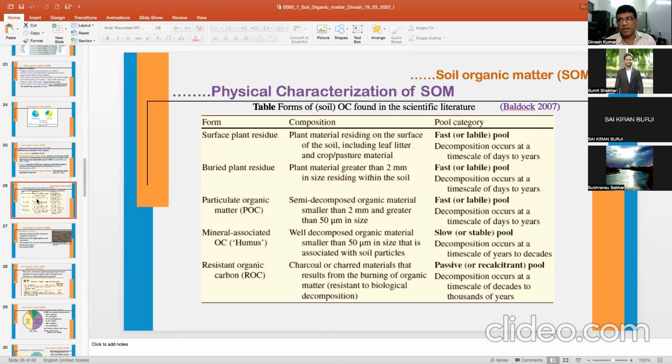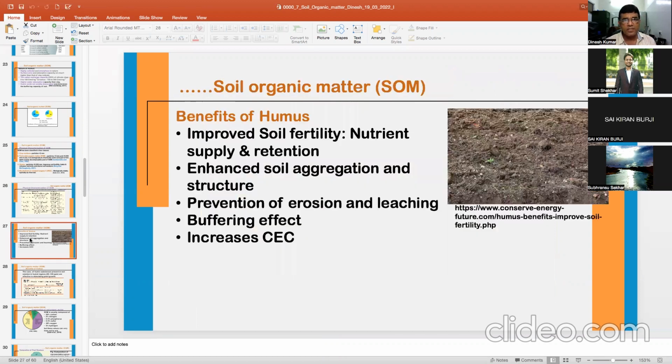You can go through this slide, you will read it. This is the physical characterization of soil organic matter. Please do read this slide. It will help you understand the last slide in a better way. Otherwise, I will read it. Please read it. I have sent you this presentation.